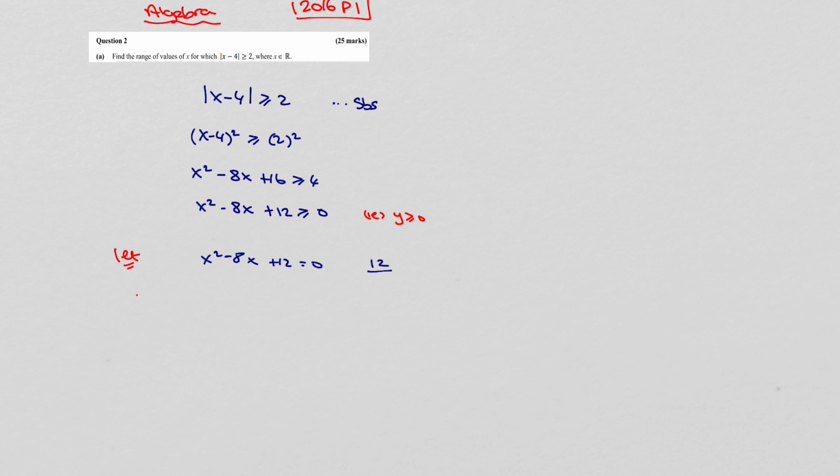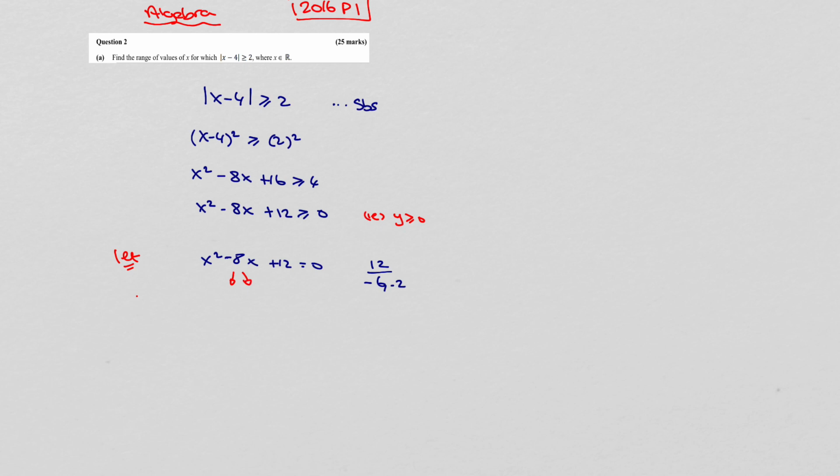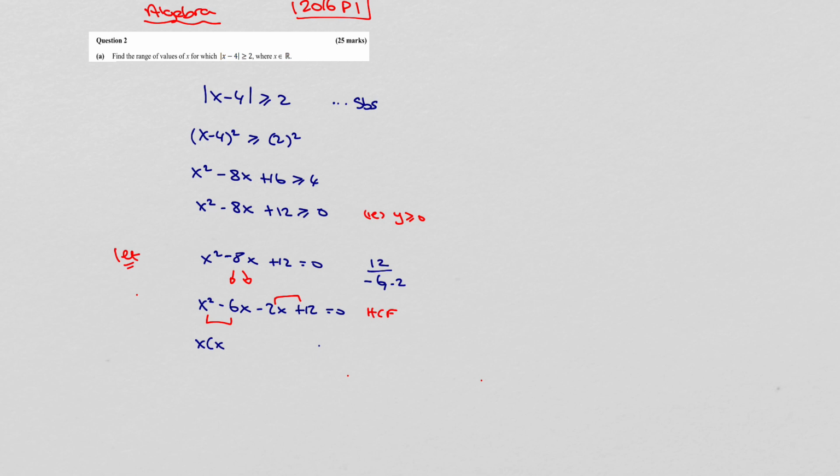So the factors of 12 that multiply to give us 12 and add to give us minus 8 must be minus 6 and minus 2. So if I replace 8x with our factors minus 6 and minus 2, I have x squared minus 6x minus 2x plus 12 equals 0. And if I take out my highest common factor, then I have x times x minus 6, and to get minus 2 as being common, I'm left with x minus 6 equals 0.